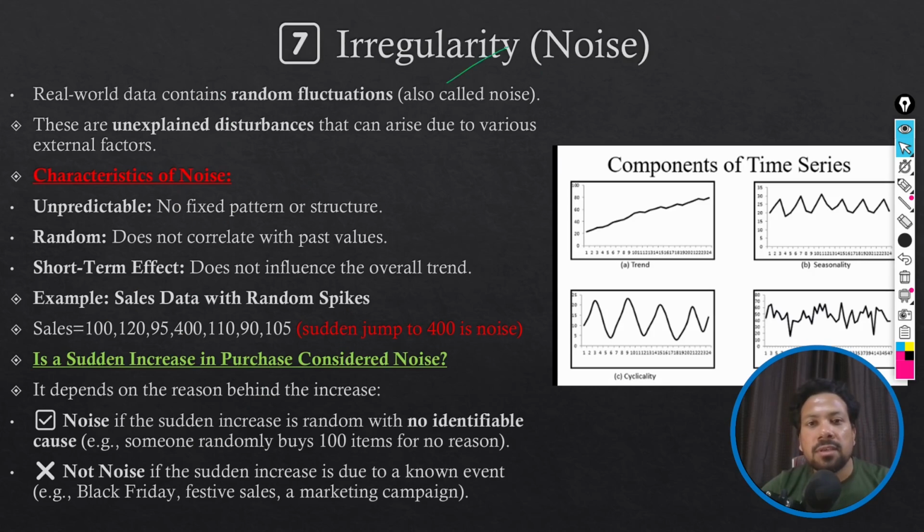Now, seventh, irregularity, the last characteristic. To explain noise or irregularity, I think some of you would already know about it: what is noise, what is an outlier, what is irregularity. In real-time data sets, you won't get ideal observations like here. We are getting this kind of observation, but in real-time data sets, there will always be some kind of noise or fluctuation in your time series.